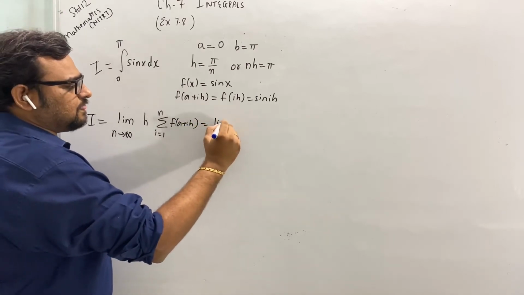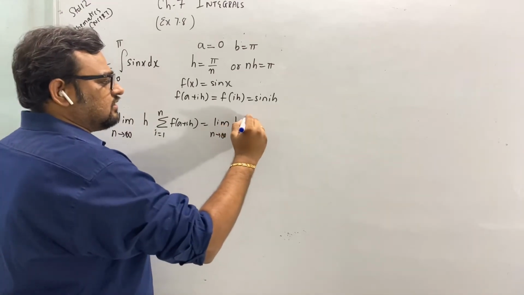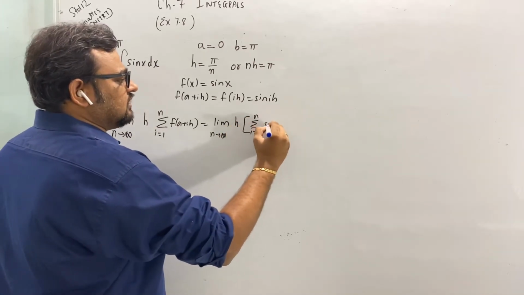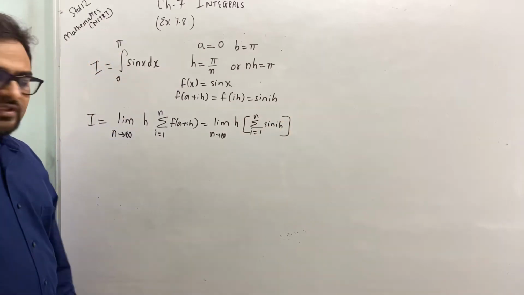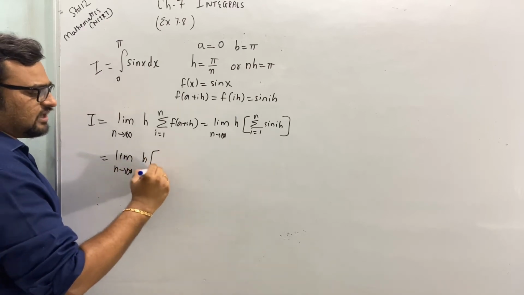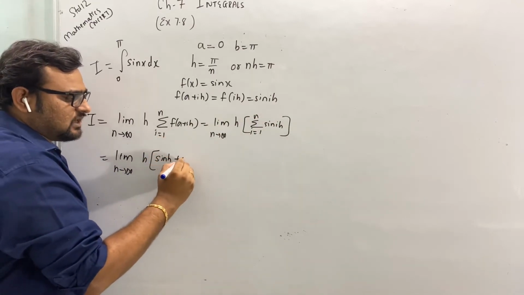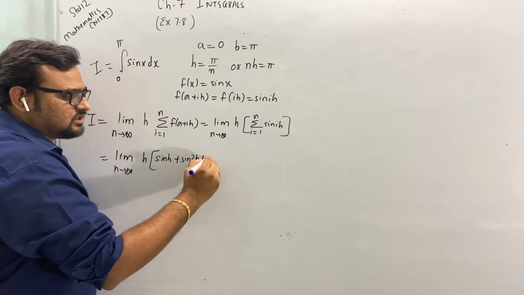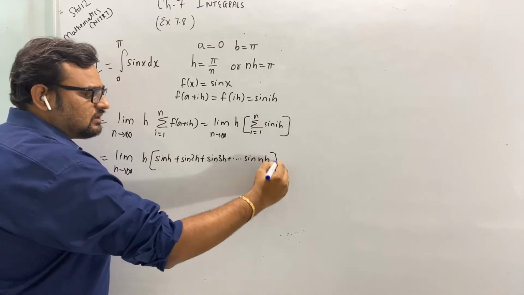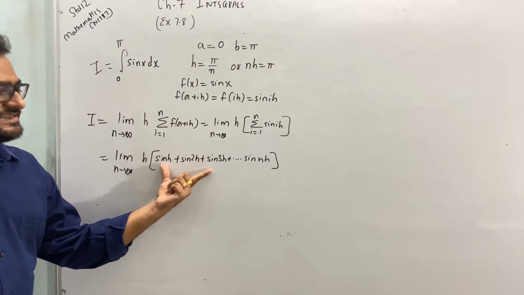i equal to 1 to n. This will be equal to limit n tends to infinity h summation of i equal to 1 to n of sin ih. Clear? So this will be equal to limit n tends to infinity h constant. Now 1 to n, so sin h plus sin 2h plus sin 3h up to sin nh. Clear? So what I'm doing, I'm taking this series separately.